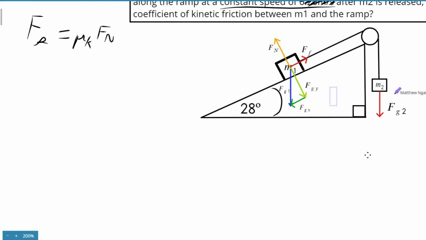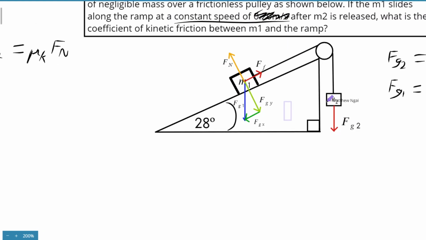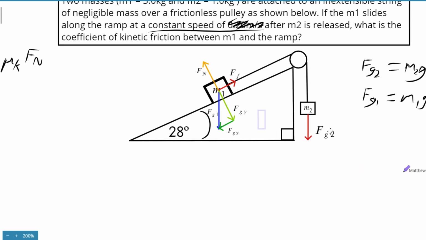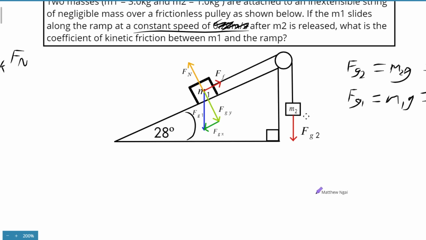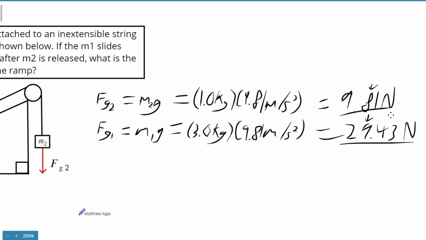So now, let's try to get rid of the m2. What this pulley means, this is probably the confusing part of the question, is that the string is pulling m1 with a force of the weight of m2. So it's just making a vector in the direction up the ramp of 9.81 newtons.